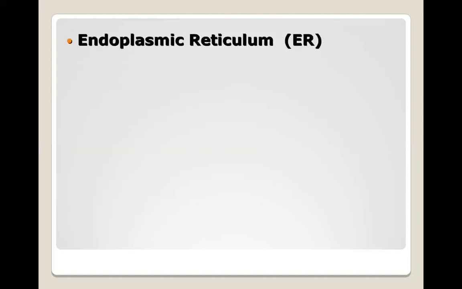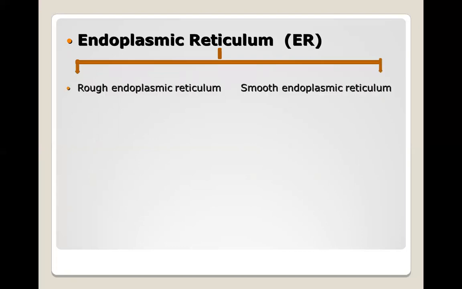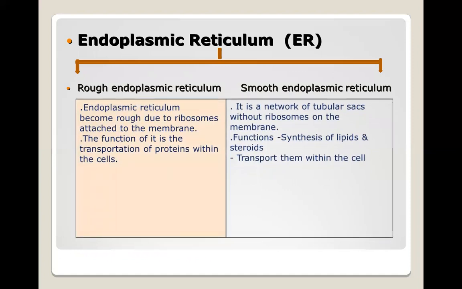Endoplasmic reticulum, or we can abbreviate it as ER. So there are two types of endoplasmic reticulum, rough endoplasmic reticulum and smooth endoplasmic reticulum, or we call it rough ER or smooth ER. In rough ER, the endoplasmic reticulum becomes rough due to ribosomes attached to the membrane. The function of it is the transportation of proteins within the cells. Smooth ER is like a network of tubular sacs without ribosomes in the membrane. Its functions are synthesis of lipids and steroids and transporting them within the cell.